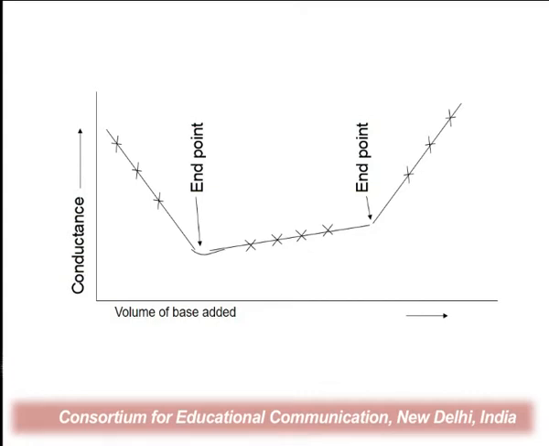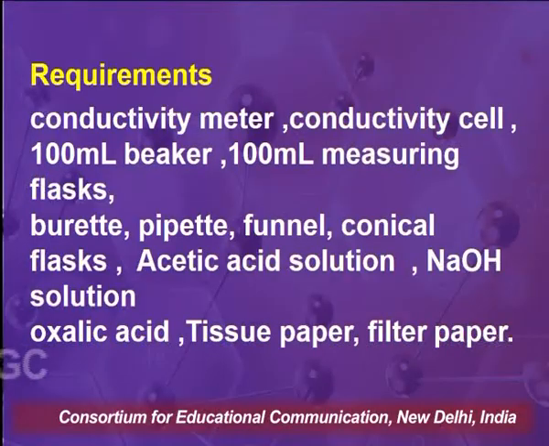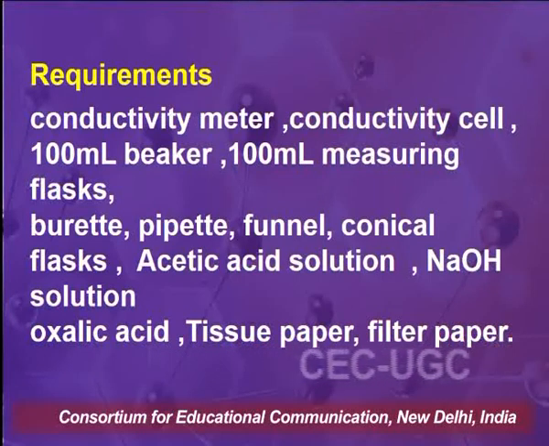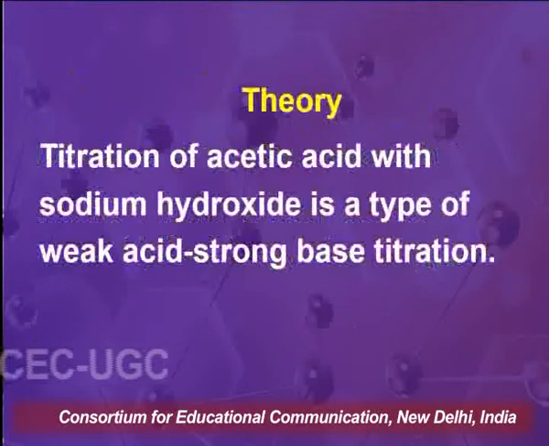We can also do a conductometric titration experimentally, as we have done other experiments. The experiment is to determine the normality of acetic acid solution by titrating it conductometrically against 0.1 normal sodium hydroxide solution. The requirements that are needed will be conductivity meter, conductivity cell, 100 ml beaker, 100 ml measuring flask, burette, pipette, funnel, conical flask, acetic acid solution, NaOH solution, oxalic acid, tissue paper and filter paper.